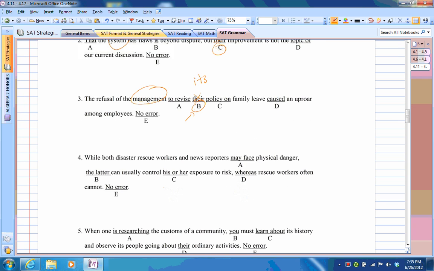While both disaster rescue workers and news reporters may face physical danger, the latter may control. Well, you're talking about news reporters. When you're talking about the latter, that's the most recent thing. News reporters is plural. Control their exposure risk.